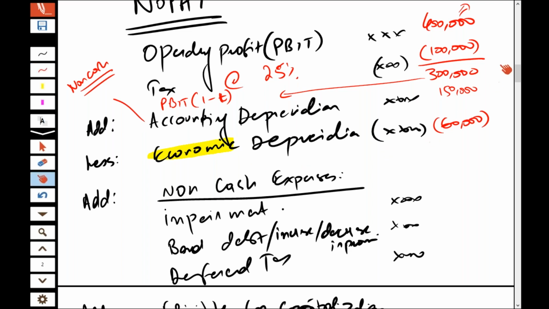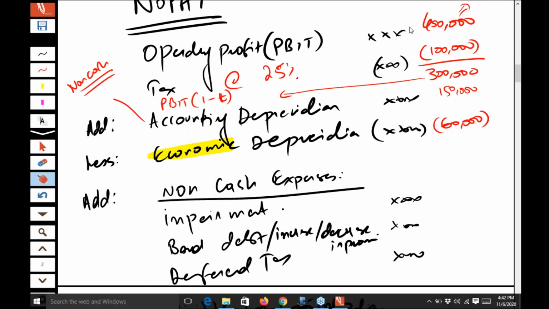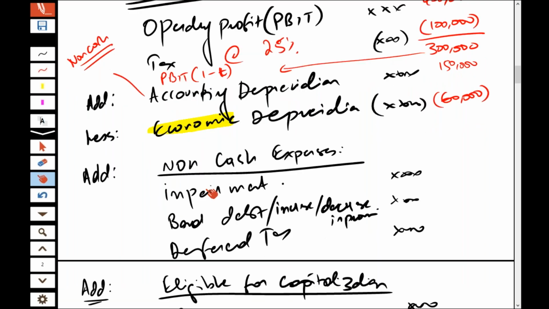The next thing is you need to add back all the non-cash expenses. I may have mentioned only a few non-cash expenses. You may think of other non-cash expenses also. Whatever the impairment is, that impairment is a non-cash expense. Whatever the increase or decrease in provision for bad debts, again, that is considered a non-cash item. Deferred tax again is a non-cash item because the deferred tax is never settled. It's just a double entry that moves in. So if you've got a deferred tax, let's say 50,000, you will have to add it up.